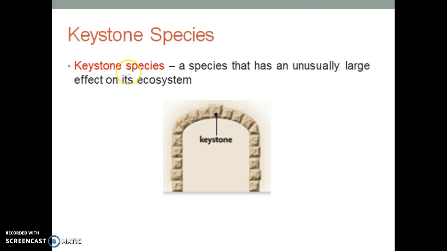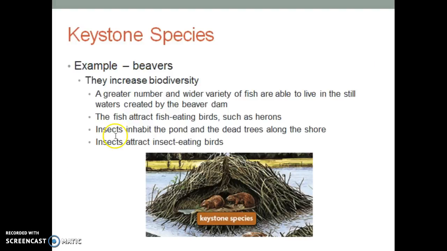And the same applies to a keystone species. It's a species that has an unusually large effect on its ecosystem, and the removal of that keystone species, like the removal of this block, would cause everything else to crumble. So let's check out a keystone species on our next slide. Happen to be beavers. Beavers are a keystone species. Keystone species, they increase biodiversity and they allow everything else to kind of live balanced.